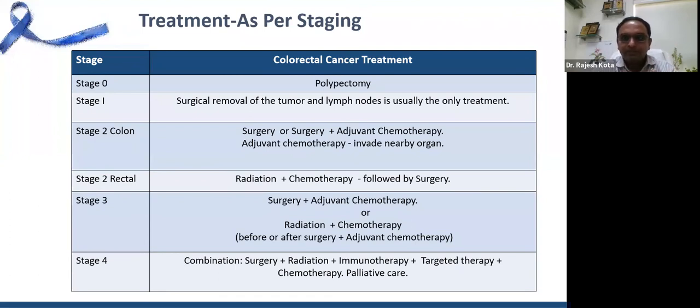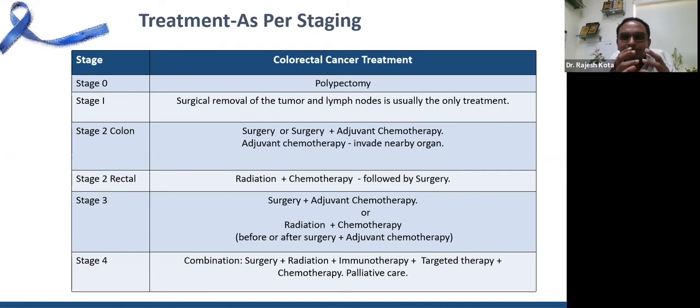For stage 4 cancers, as I said, stage 4 cancers are spread beyond the point of origin. Like colon or rectal cancers, if they have gone through the bloodstream to the lung or liver or any other site like bone, sometimes bones also get involved. So in those cases, we rarely use surgery and radiation. Most of the time we give chemotherapy or targeted therapy or immunotherapy.